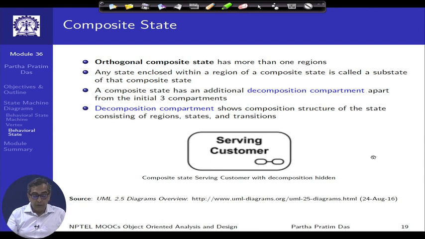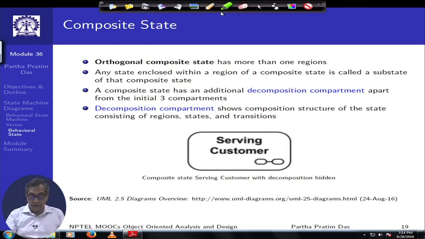Now, composite states could be orthogonal. They are called orthogonal if there is more than one region, that is, more than one independent thread of execution that happens in the composite state. And when we have that, we can actually show the substates in terms of just a symbol instead of showing the details. In the earlier slide, we showed the details of serving customer. Here we just show it as an icon, meaning that there are substates in this which describe the details of the serving customer.